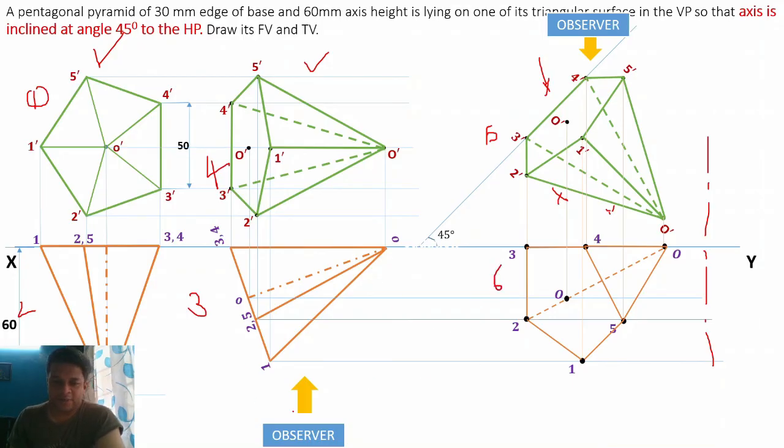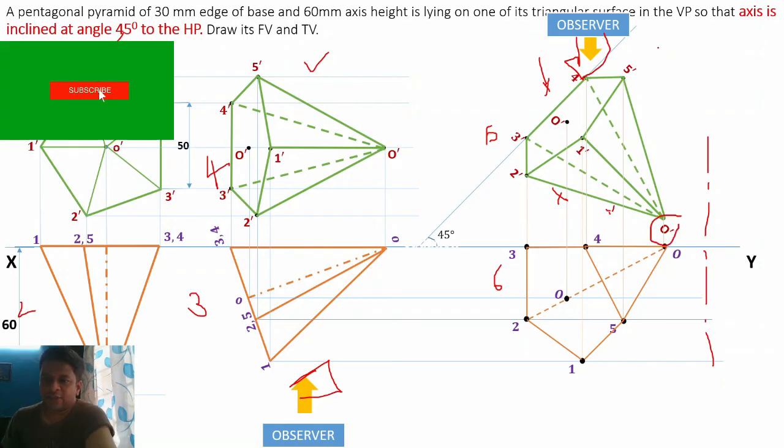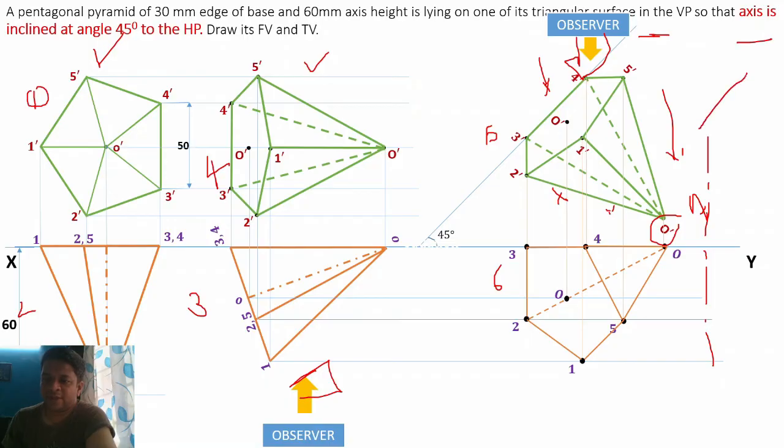And when the object is below the XY line, you should consider the location of the observer here, and the location of the observer here for the above XY line condition. Now this is the position when the observer is located here and this apex point is away from the observer. And when you draw the pyramid like this, the apex point is towards the observer. So if it is not mentioned, you can imagine any one of the conditions. If they have mentioned, you have to draw as per that, either away from the observer or towards the observer.